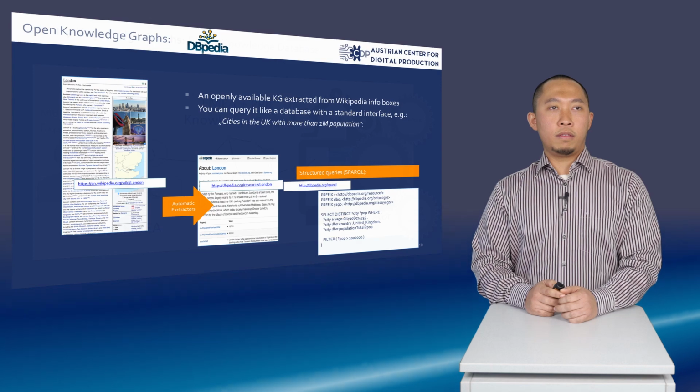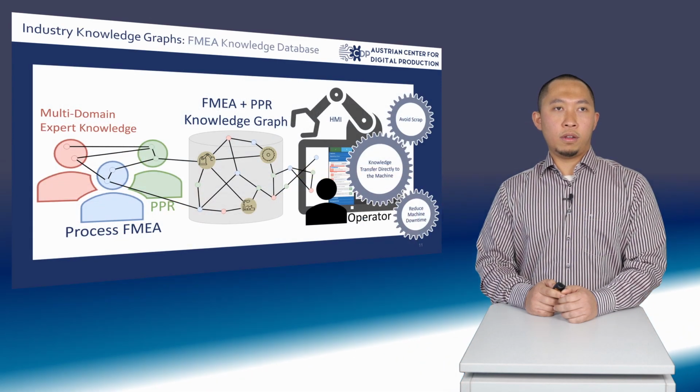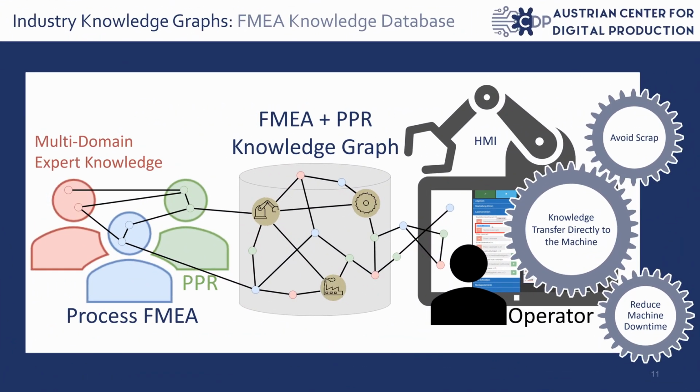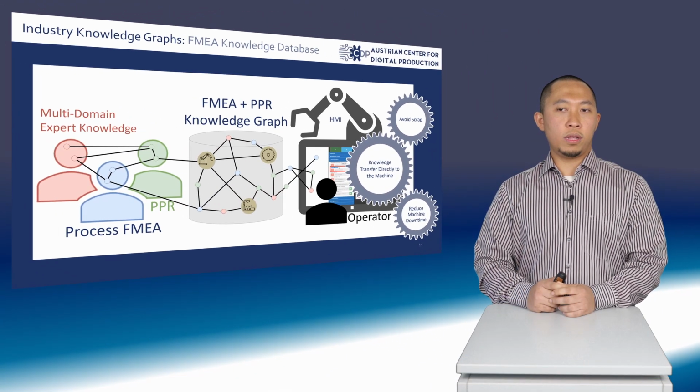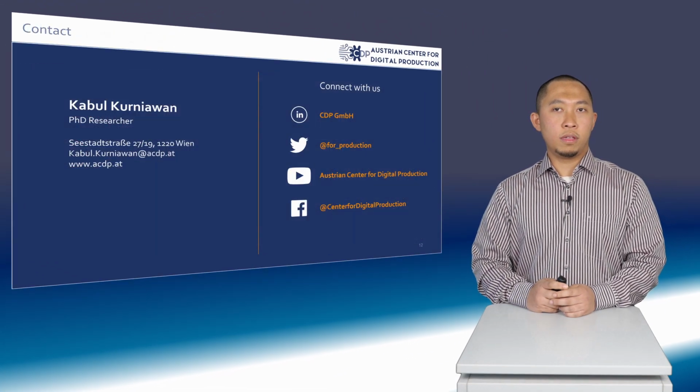Now, let's take a look at the knowledge graph implementation in the industry and manufacturing domain, where the knowledge graph could represent the multiple domain expert knowledge from different stakeholders. For example, the resources from the people, the machines, and also from the organization that can be used to tackle the issues of digital production. We would like to talk about this in more detail in the next videos.